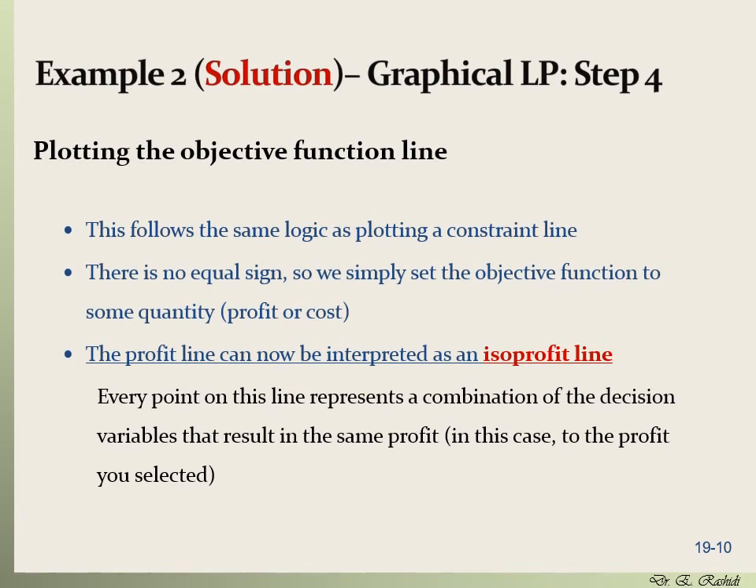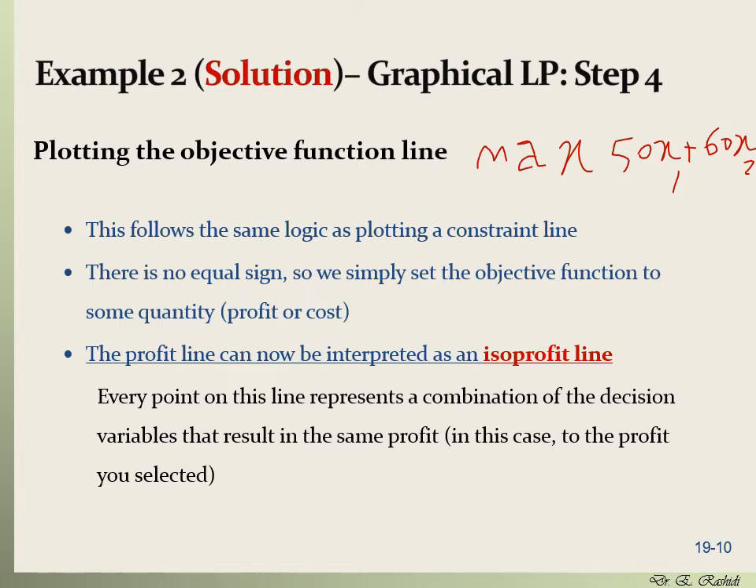Now that we have plotted the constraints and figured out the feasible space, or the common intersection, a space that is feasible and would satisfy all the constraints, the next step is to plot the objective function. So the logic is similar to what we have for plotting the constraint. Because there is no equal sign for the objective function, the objective function was maximizing 50x1 plus 60x2. So as you see here, there is no equality sign.